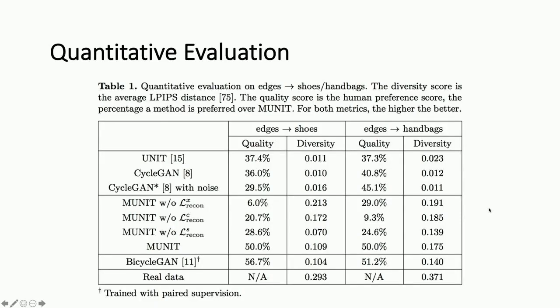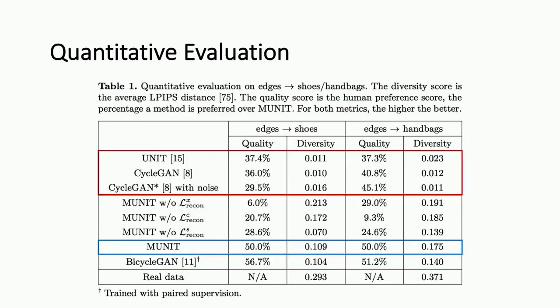Here are some quantitative results. We compare our method with previous models such as UNIT and CycleGAN. We also tried a variant we call CycleGAN with noise, in which we inject a random Gaussian noise vector into the bottleneck of the CycleGAN. We employ two metrics. One is quality, which is obtained by user studies, and the other is diversity, which is obtained by computing the perceptual distance between two random output images given the same input. We can see that our model achieves both higher quality and much higher diversity than the previous models.